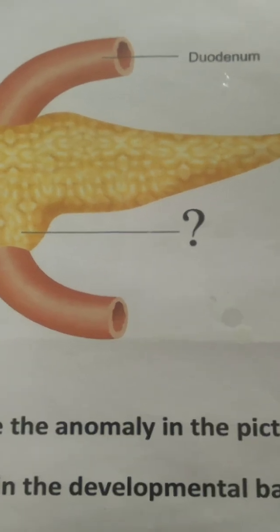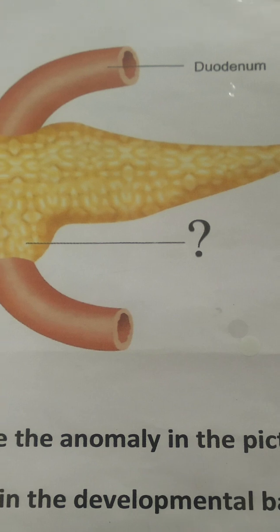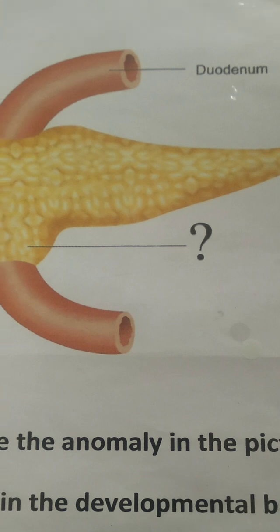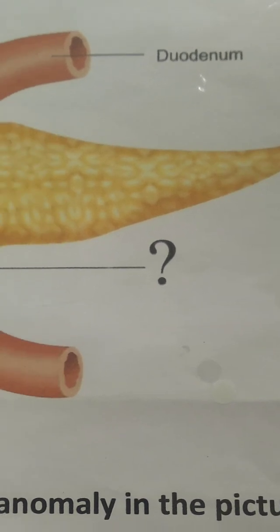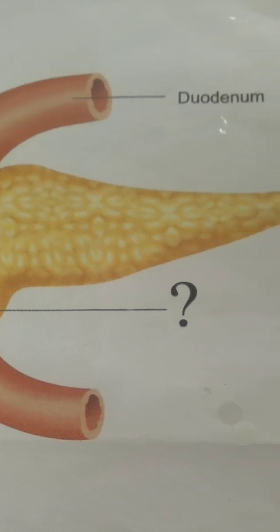It grows really rapidly when compared to the ventral pancreatic bud and gives rise to the upper part of the head, the neck, the body and the tail. I will repeat: the upper part of the head, the neck, body and tail of the pancreas is developed from the dorsal pancreatic bud.